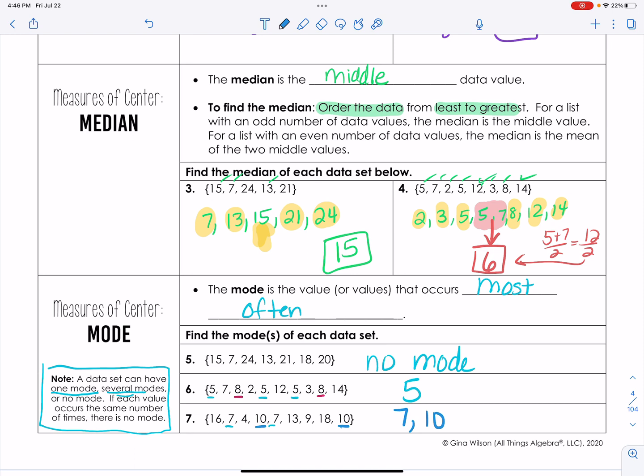So you can have something with no mode, with 1 mode. You could have something with 10 modes if they all repeated 3 times. Okay?